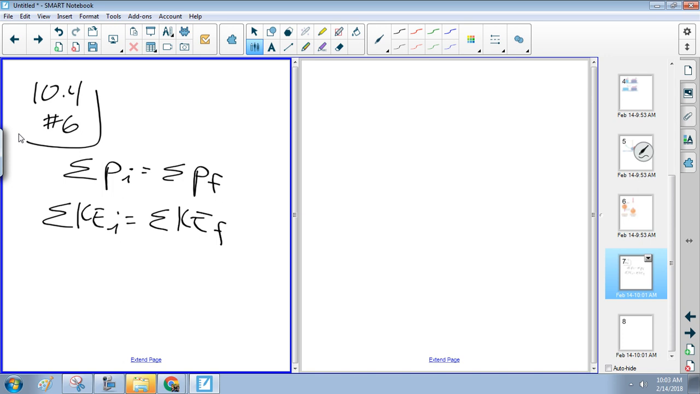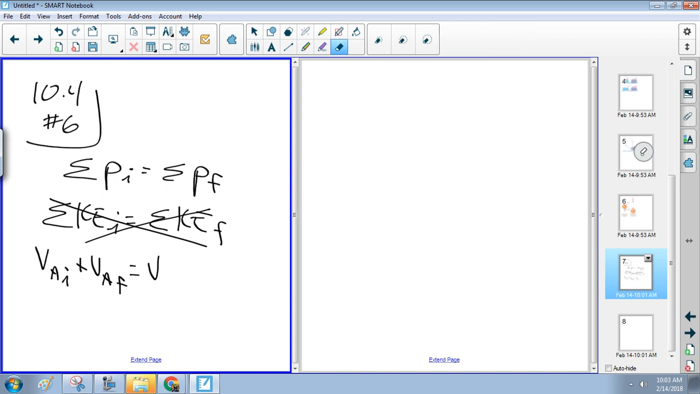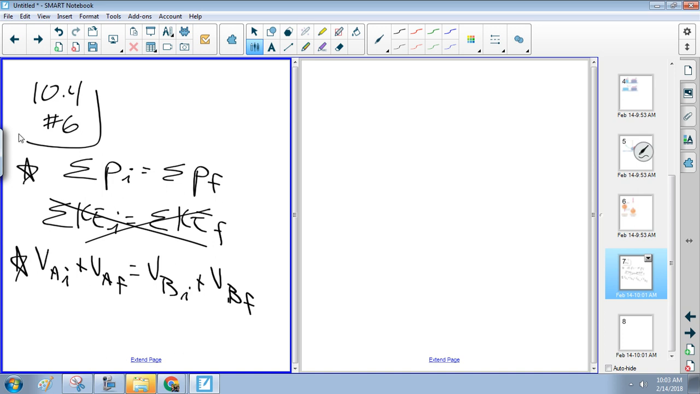Do you guys remember what the shortcut I showed you was? Yeah, what do you got, Peter? VF plus VI equals your VF plus VI. So this equation we want to replace with this: the velocity of object A initially plus the velocity of A final is equal to the velocity of B initial plus the velocity of B final. So anytime you've got an elastic collision, you know these two things. Everybody good with that?